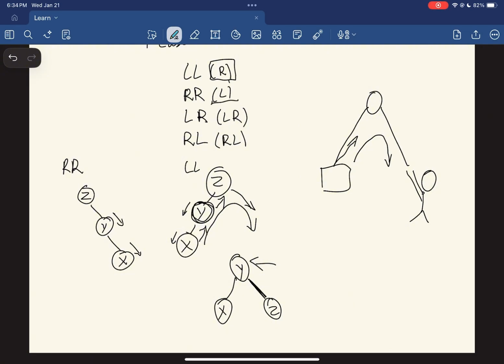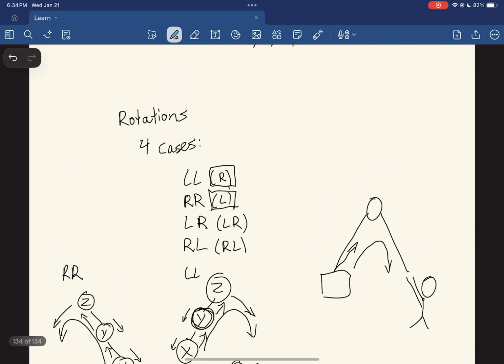So a left rotation is going to do a rotation this way. Again, think of it as a pulley. You're just going to pull this thing down, pull the Z down, move the Y up, and move the X up. So like this, like that. So what you will get will be Z on the left, Y on the top, X on the right. Again, BST order is still preserved. So there's that. Now let's do an LR case.